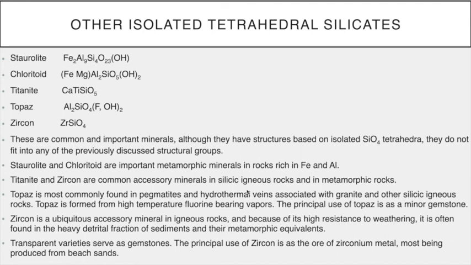The principal use of topaz is as a minor gemstone. Zircon is an accessory mineral in igneous rocks, and because of its high resistance to weathering, it is often found in the heavy detrital fraction of sediments and their metamorphic equivalents. Transparent varieties serve as gemstones. The principal use of zircon is as the ore of zirconium metal.